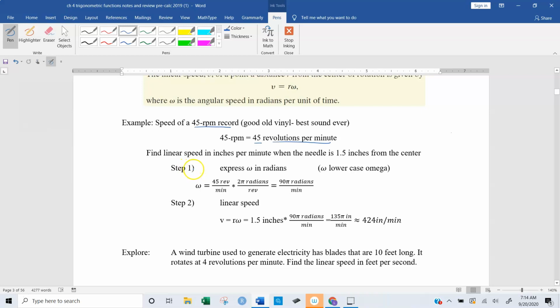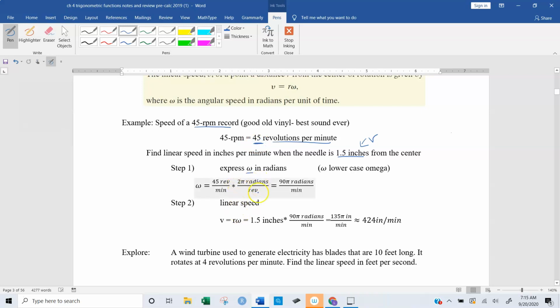So let's look. We have linear speed in inches per minute, because this is what we're talking about, when the needle is 1.5 inches from the center. So this is my radius. I need to know that because it travels at different speeds depending on where it is. So at 1.5 inches out, I want to find omega in radians. So we go 45 revolutions per minute. That's what we were given. This is how fast it's going.